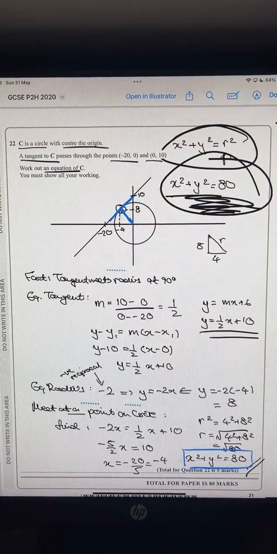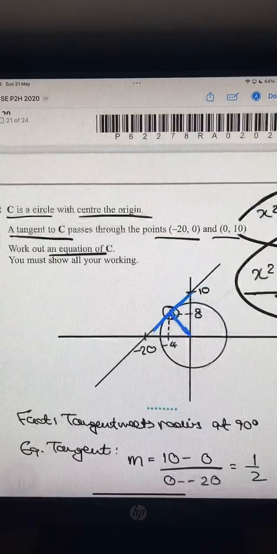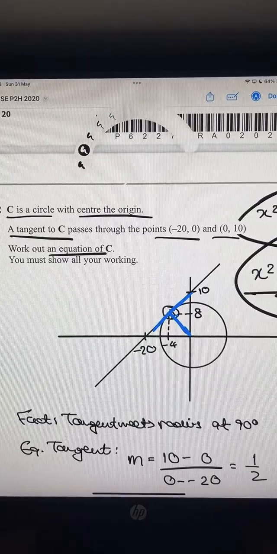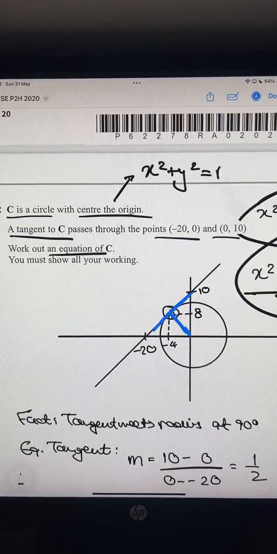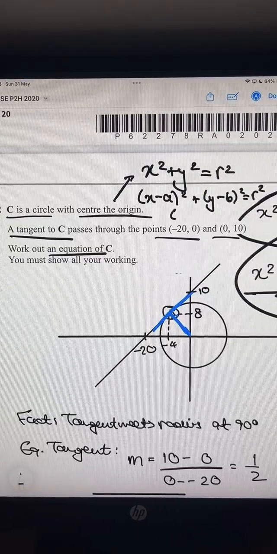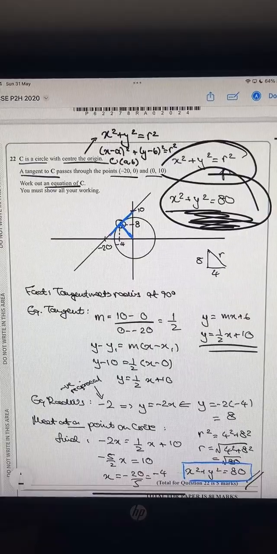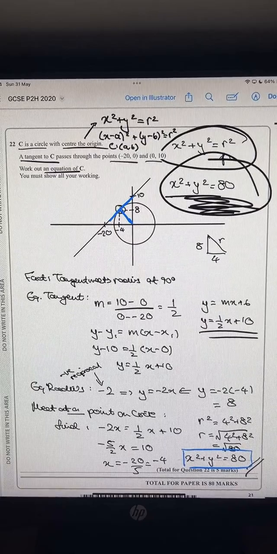I don't understand how you get the equation of the circle. So for the equation of the circle, you need to know 2 things. The equation of a circle with the center at the origin is x squared plus y squared equals r squared. And if the center is not the origin, it is x minus a squared plus y minus b squared equals r squared, where a and b are the center. So just know those formulas, and then you substitute in. This is a higher question. This is never going to be a foundation question.